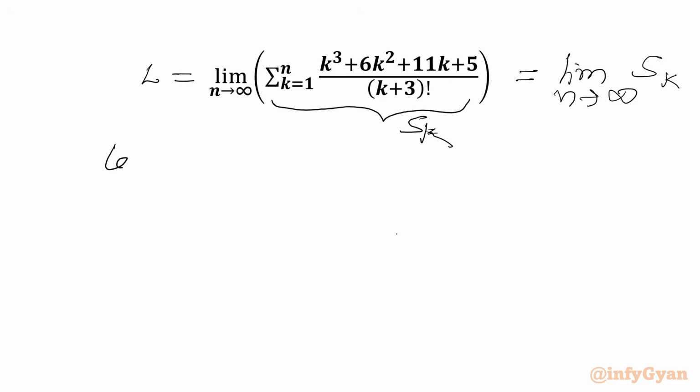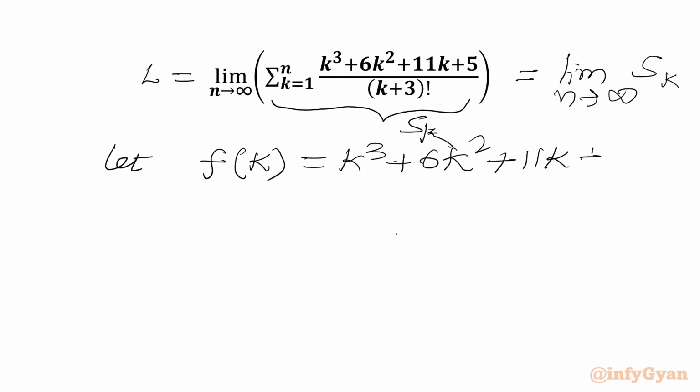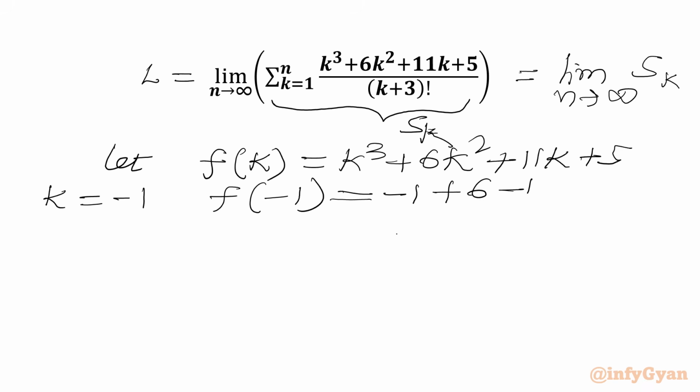Let us assume f of k is our cubic polynomial, k cube plus 6k square plus 11k plus 5. Now if I plug in k equal to -1, I am going to get f of -1, which is -1 whole cube minus 1, 6 times -1 whole square plus 6, minus 11 plus 5. That is 11 minus 12, minus 1. F of -1 is -1.